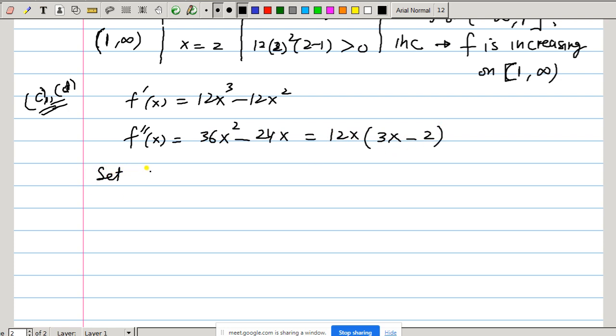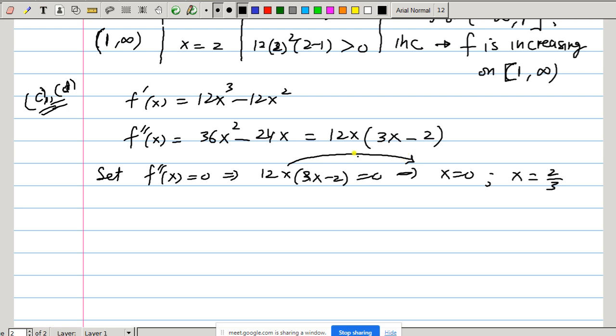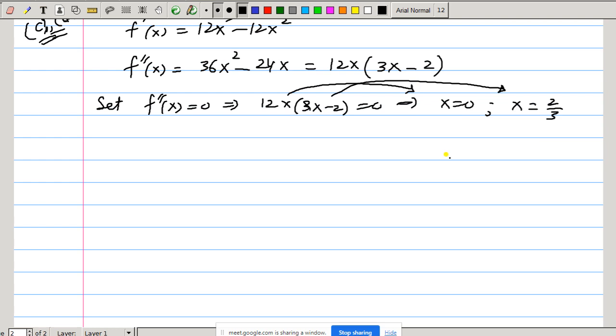Now if I set f double prime of x equal to 0, I get 12x times (3x minus 2) equal to 0. The first term gives x equal to 0 and the second term gives x equal to 2 by 3. So now I do not get 1, I got 2 by 3. Again I got 3 intervals: from minus infinity to 0, from 0 to 2 by 3, and 2 by 3 to infinity.